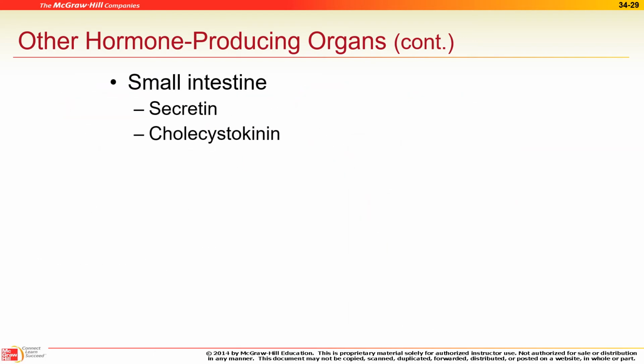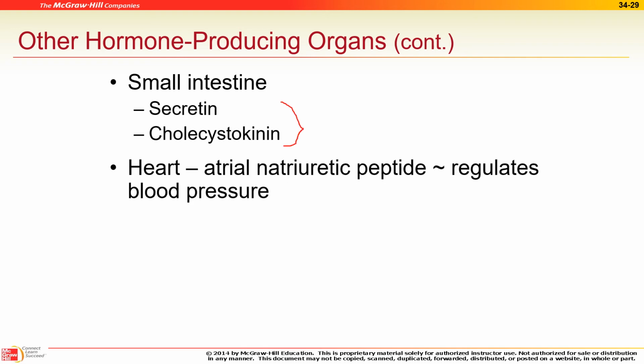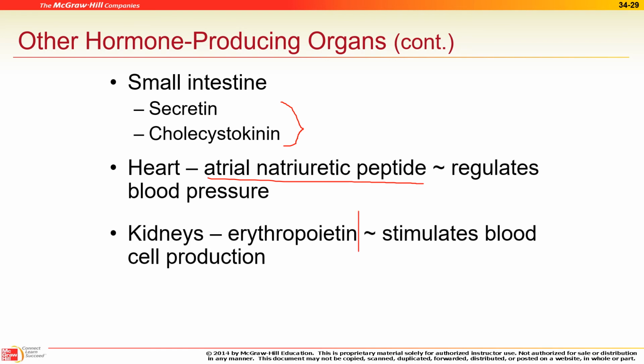Small intestines produce some of its hormones as well, and that's to communicate with other parts of the GI system, including the stomach. Your heart makes its own hormones to regulate blood pressure. And the kidneys, one very important one. If you have kidney failure, you'll also have anemia, because erythropoietin is the hormone from the kidneys that stimulates red blood cell production. So if you have kidney problems, most likely you'll have red blood cell problems as well.